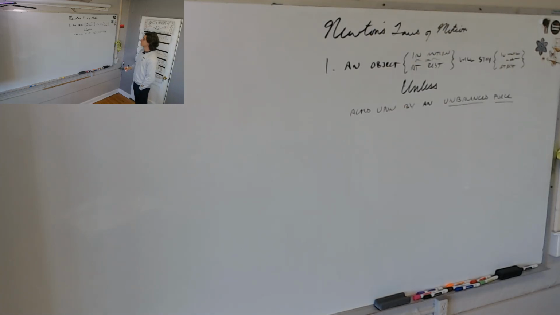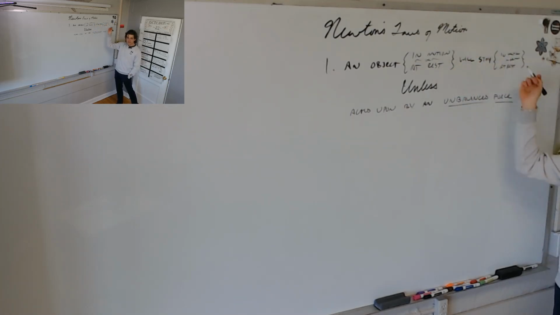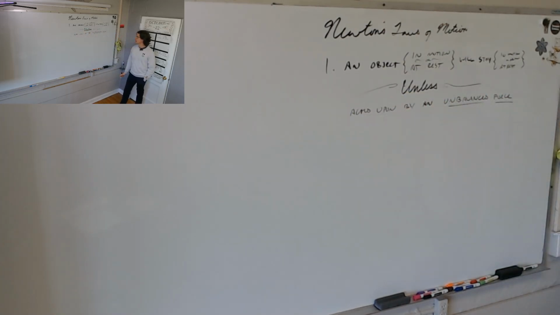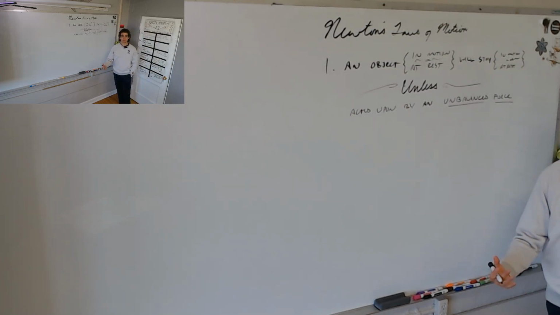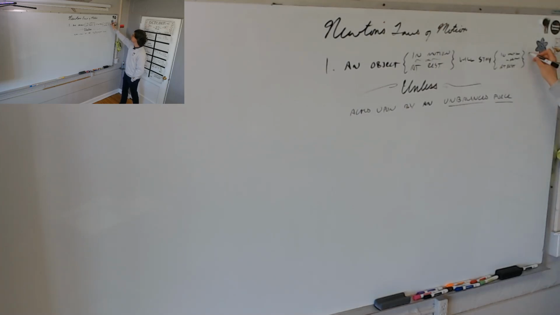Okay. So an object in motion or at rest will stay in motion or at rest. And you know these things go together. If it is in motion, it stays in motion. If it is at rest, it stays at rest. Unless acted upon by an unbalanced force. So whatever it is doing, it keeps doing. Unless. Okay? This can be summarized in one word.